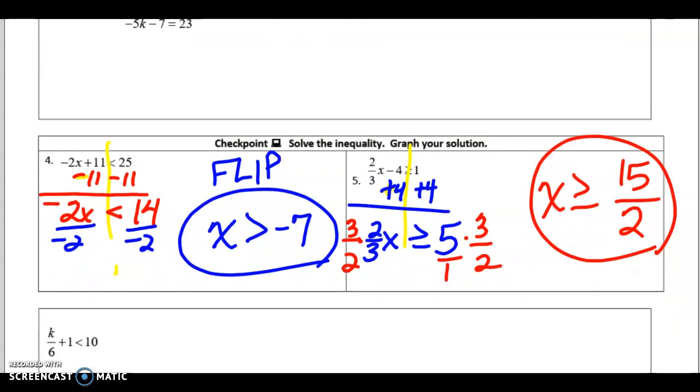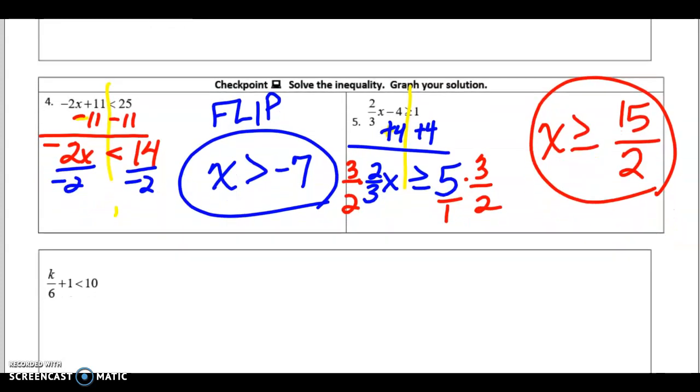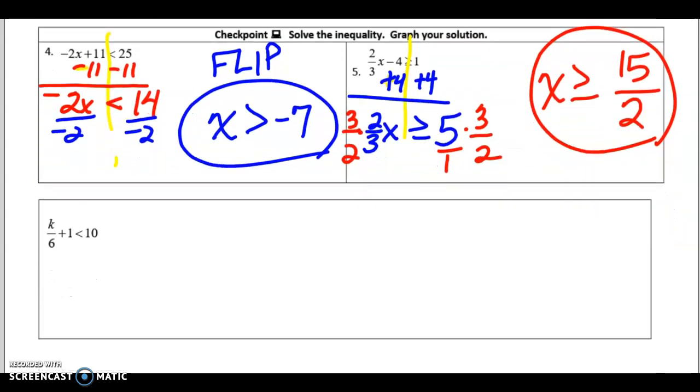15/2 would be an answer. 9 would be an answer. 1,000,000 would be an answer. There are infinite things that make that true.